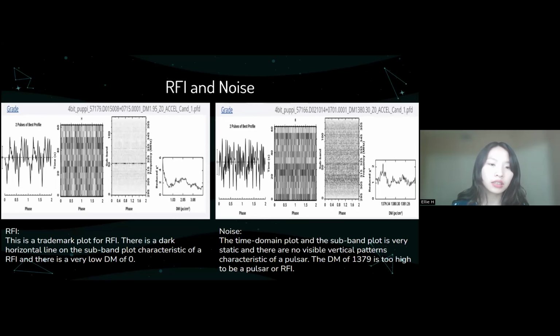This plot is like the trademark plot for an RFI. There is a very visible dark horizontal line on the subband plot, which is characteristic of an RFI. And the DM is 0. And the next plot is the noise plot. The time domain and the subband plot is very static, and there are no visible horizontal or vertical patterns. And the DM of 1379 is too high to be a pulsar or an RFI.